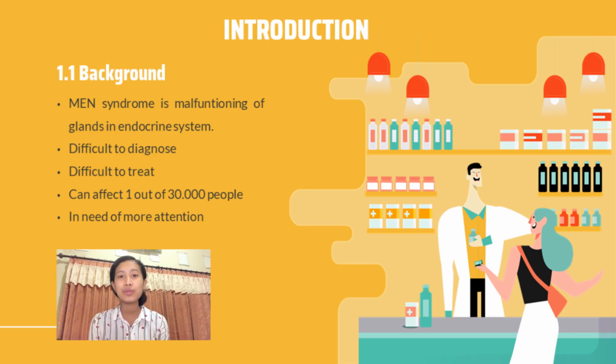The first thing that we will talk about is the background. Multiple endocrinological neoplasia syndrome is a malfunctioning of glands in the endocrine system. It could be 2, 3, or more glands affected. That is why this disease is very hard to diagnose and makes it even harder to treat. MEN syndrome can affect 1 out of 30,000 people in the world. That is why this disease needs more attention.